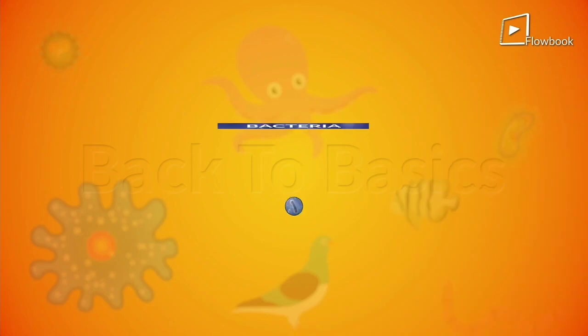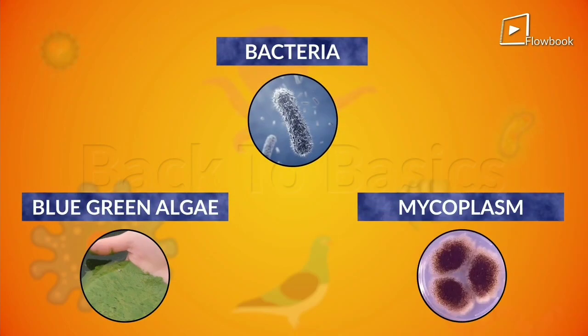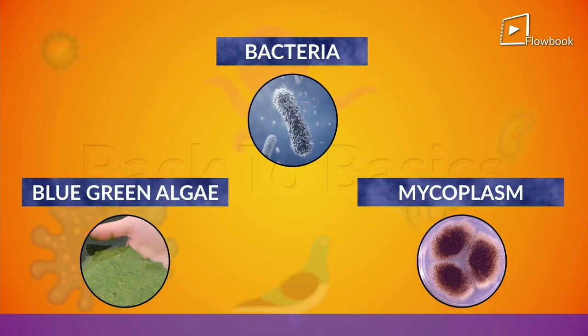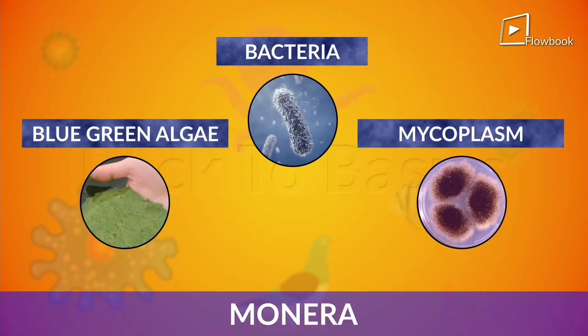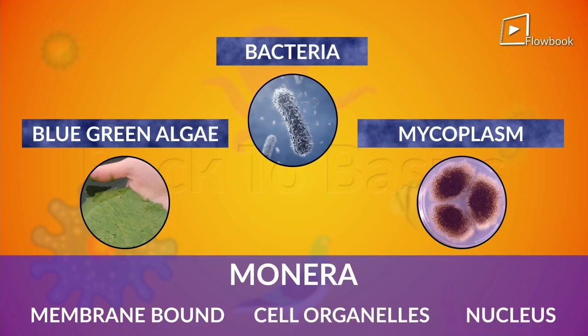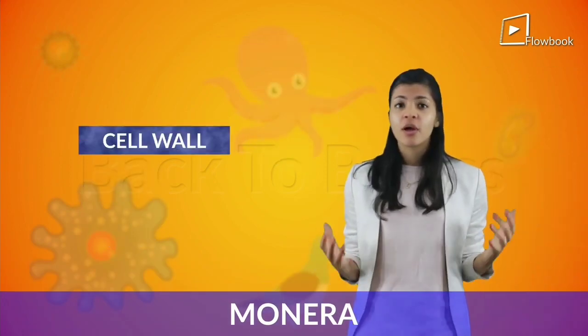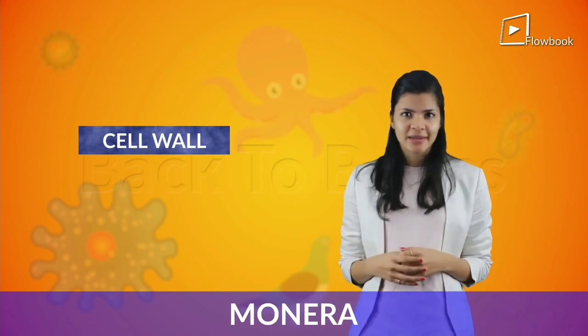Organisms such as bacteria, blue-green algae or cyanobacteria, and mycoplasma come under the kingdom of Monera. These are prokaryotic unicellular organisms, which means that they do not have membrane-bound cell organelles and also they do not have a well-defined nucleus. Some organisms in Monera may have a cell wall, whereas others may lack it.